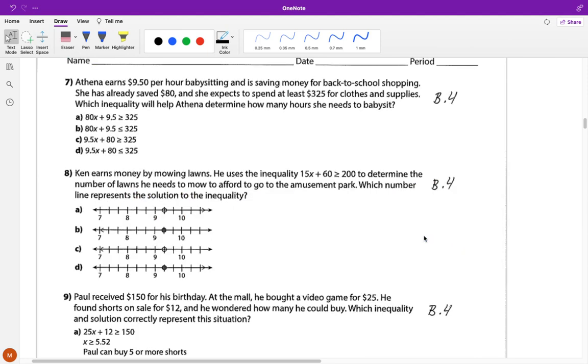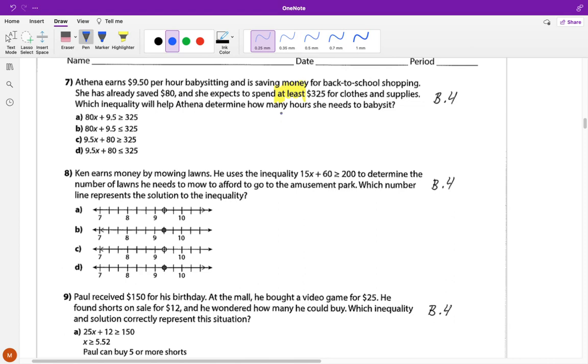All right, Athena earns $9.50 per hour babysitting and is saving money for back-to-school shopping. She's already saved $80 and expects to spend at least $325. So remember, even if we didn't tell you it's an inequality, that "at least" should jump out at you. Okay, we're talking about a range of answers now, and not just a singular one. So it's telling us it's an inequality. Which inequality will help Athena determine how many hours she needs to babysit? Well, let's just go ahead and create it, and then let's compare it to A, B, C, or D.